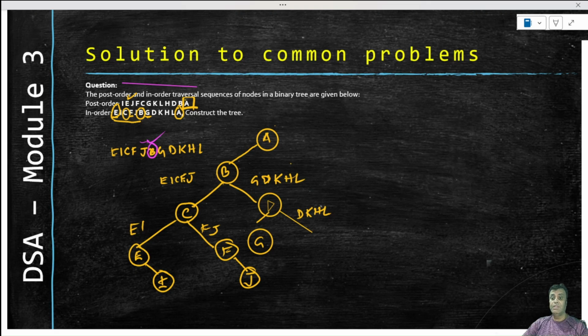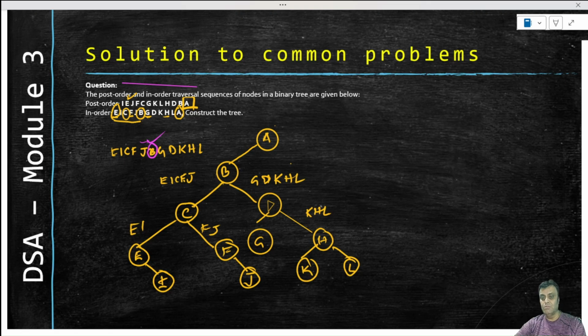Now DKHL, if I take it, not DKHL, KHL, because D is already taken. D is already the root, right? So KHL. Now with KHL, if I go to the post order, then KHL says that H is coming first. So H is my root. With H, if I go here, then it says that K is going to be your left, and L is going to be your right. So that completes the creation of the binary tree given a post order and in order.